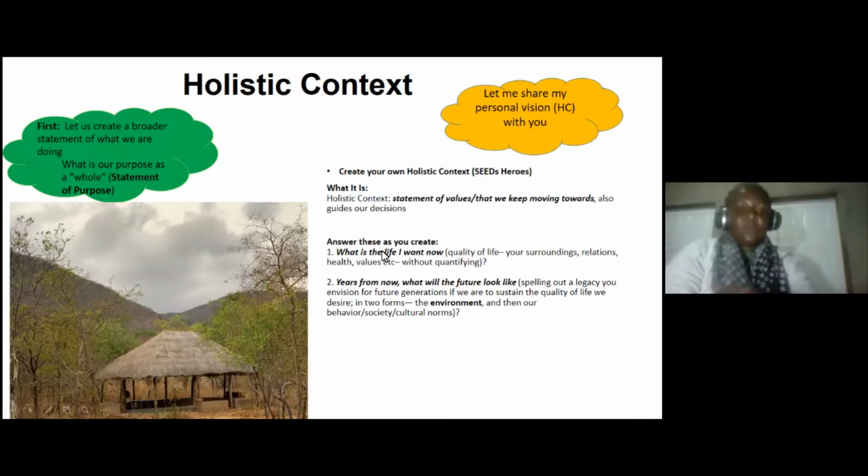So here are the things that you answer as you create your holistic context. What is the life that I want now? When I'm working with communities, I always make sure that I break them into 3 groups. Those that will define how they will live with one another socially or culturally, and you want it to come out well if you're working with a group. And then economically, what sort of life do we want in terms of our livelihood? And then surroundings, which is our environment.